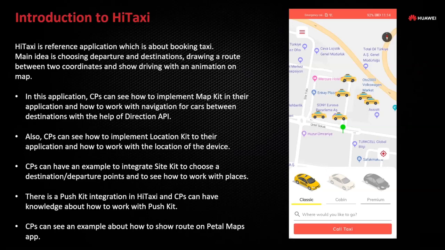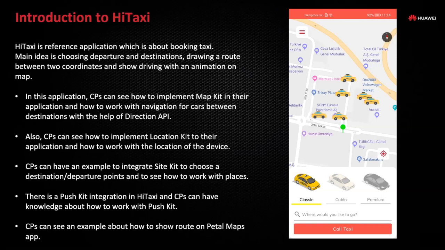Main idea is choosing departure and destinations, driving a route between two coordinates, and showing driving with an animation on map. In this application, CPs can see how to implement Map Kit in their application and how to work with navigation for cars between destinations with the help of Direction API. Also, CPs can see how to implement Location Kit to their application and how to work with the location of the device.